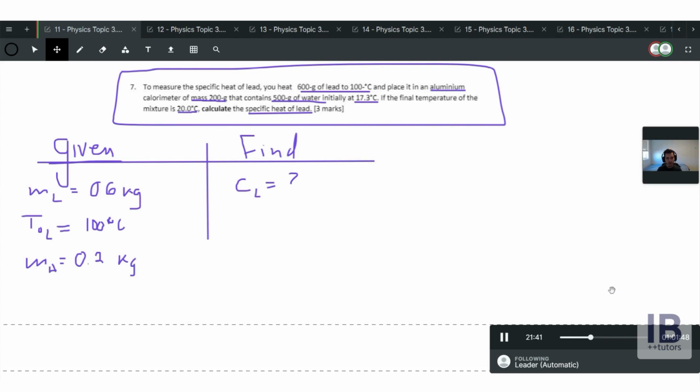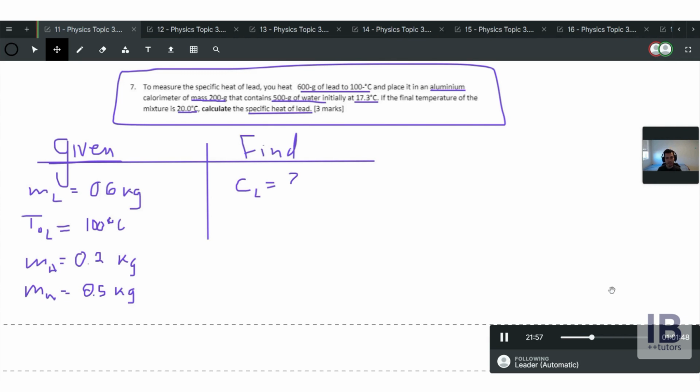What else do we know? First of all, mass of water. Exactly. Mass of water is equal to 0.5 kilograms. So far, so good. T naught of W is 17.3.